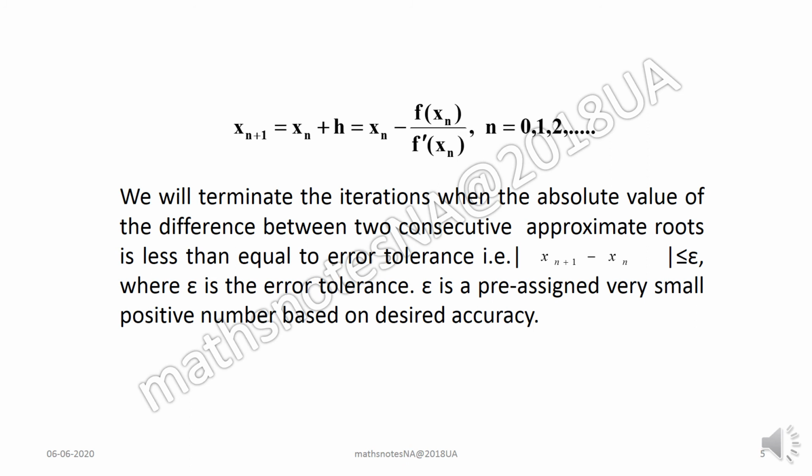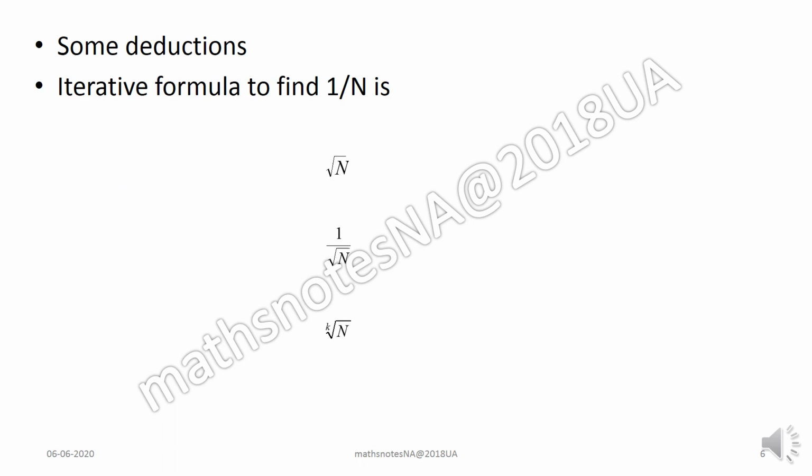Now there are a few deductions also of the Newton-Raphson formula. So we see what those deductions are. There are four deduction formulas here, for 1 upon N, for under root N, 1 upon under root N, and kth root of N, and these are in general form. So x(n+1) is equal to xn times (2 minus N xn).